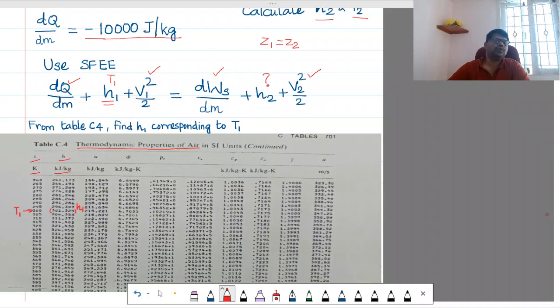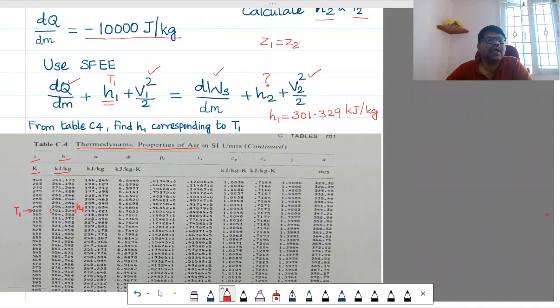So to find out the value of H1, I find the value of T1 in the first column. It is 300 Kelvin. Against that value, what is the value of H? It is 301.329 kilojoule per kg. So H1 is determined from the table as 301.329 kilojoule per kg as given in the table.